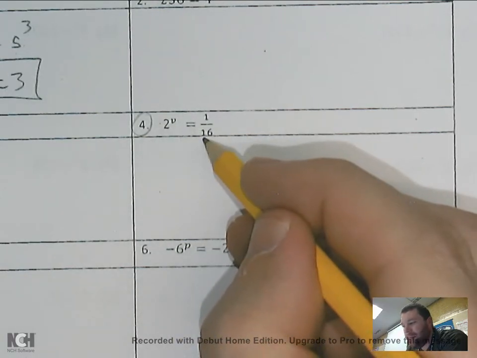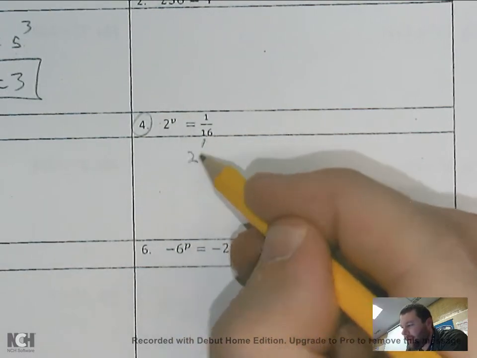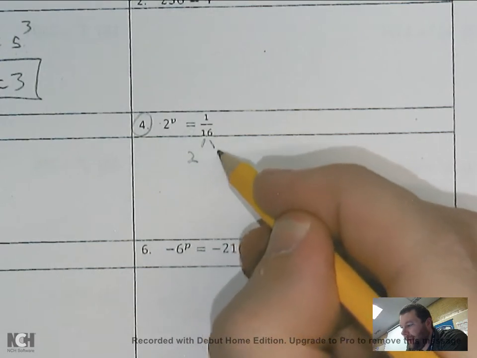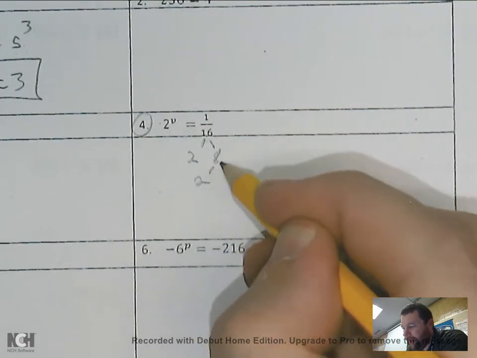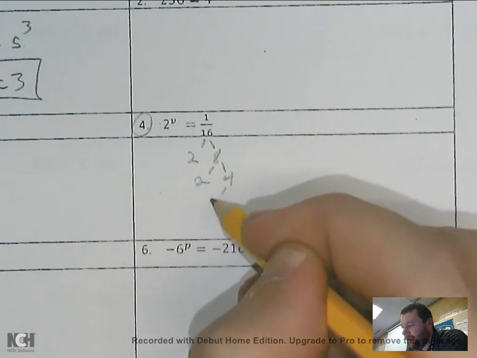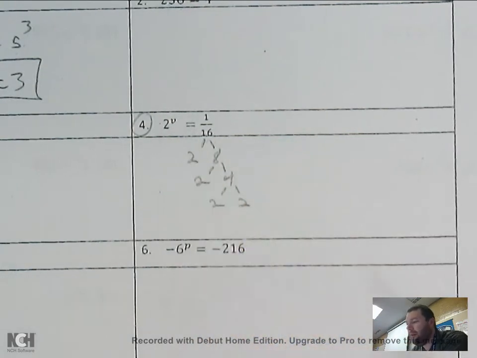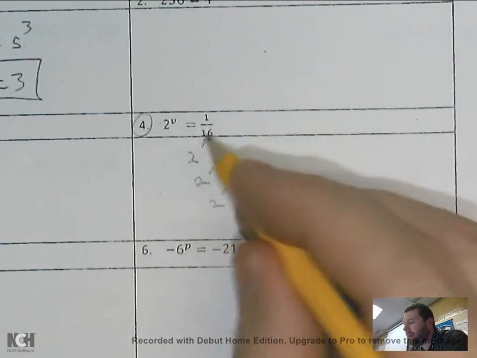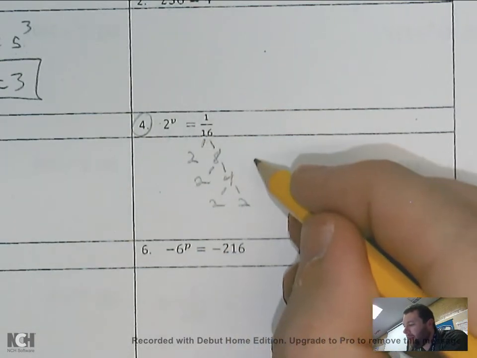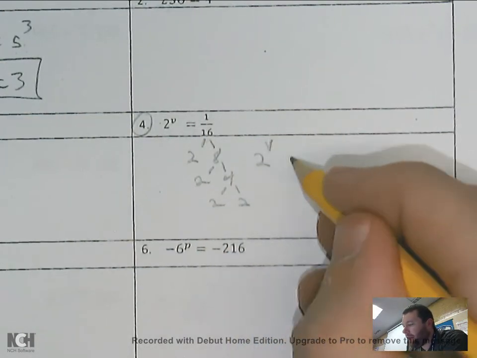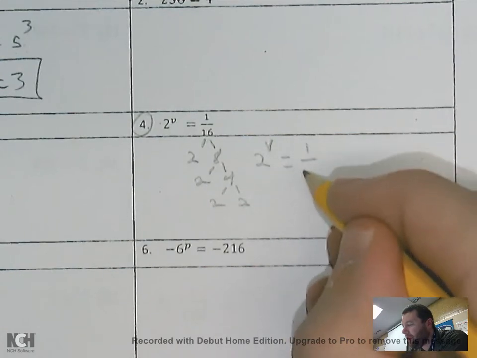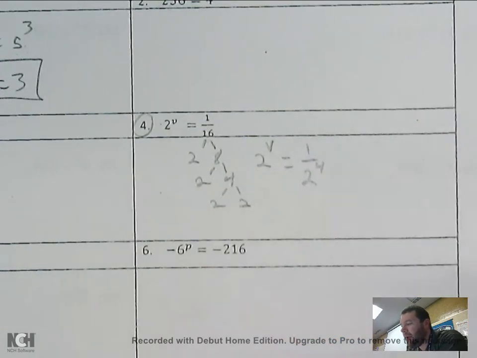We're going to see how many times 2 goes into 16. So divide 16 by 2, I get 8. Still not there. Divide by 2, I get 4. Still not there. Divide by 2, and I get 2. So 1, 2, 3, 4, I can write 16 as 2 to the 4th. So I can rewrite the equation: 2 to the v is equal to 1 over 2 to the 4th power.